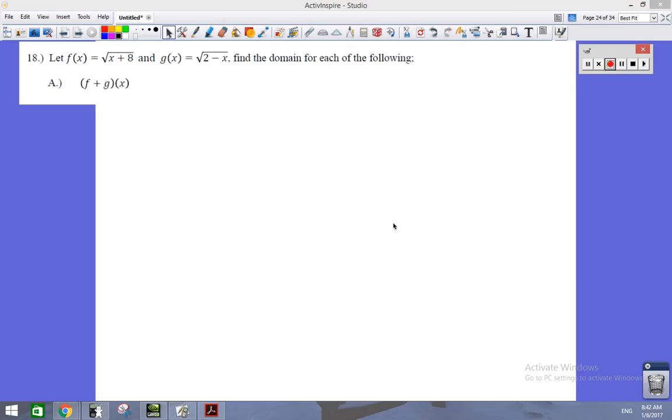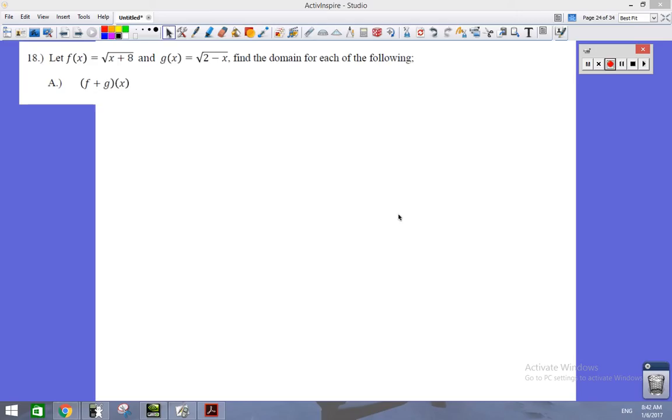All right, so let's take a look at problem number 18. It's got four parts to it. Now, this time it's asking me to find the domain. I do not have to find an expression for the formula for this new function f plus g. I can if you want, but it's not necessary.